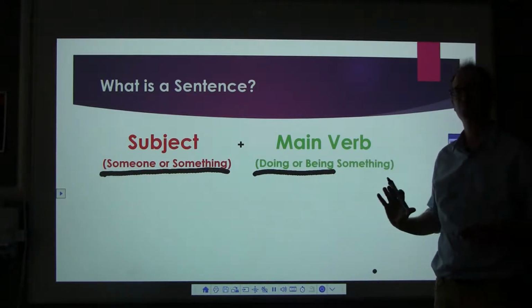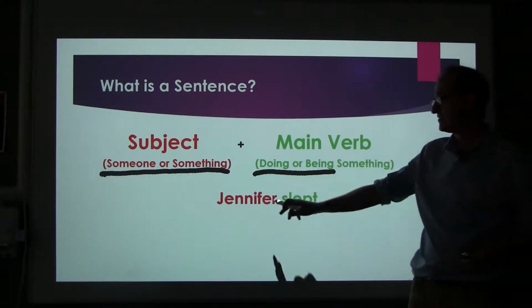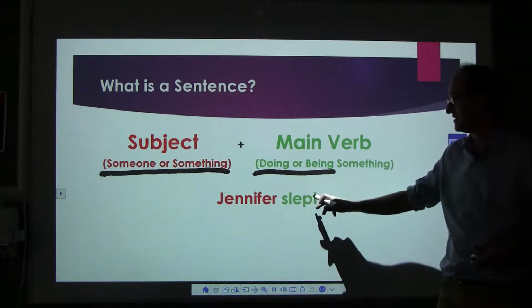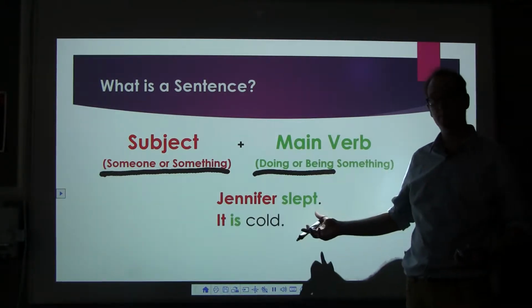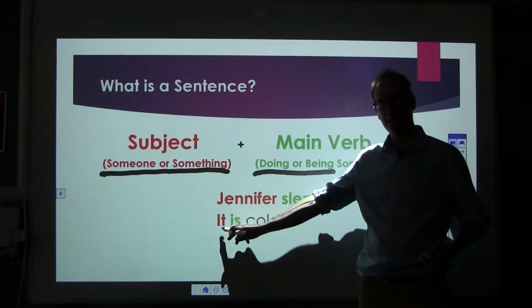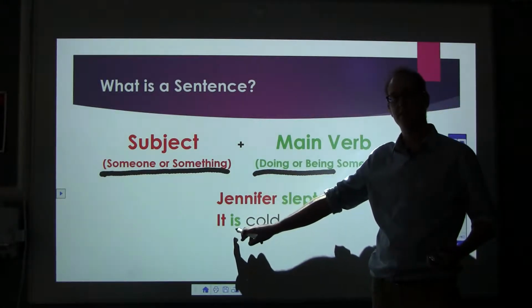So let's look at two extremely simple complete sentences. Jennifer slept. Here we have someone, Jennifer, doing something, sleeping. It is cold. That's another complete sentence. We have something, it, being something, cold. And the main verb here is.